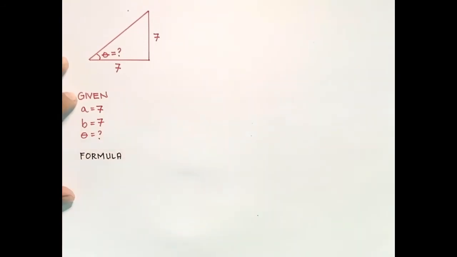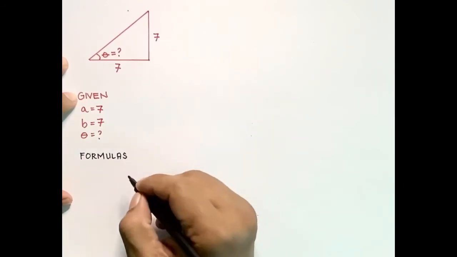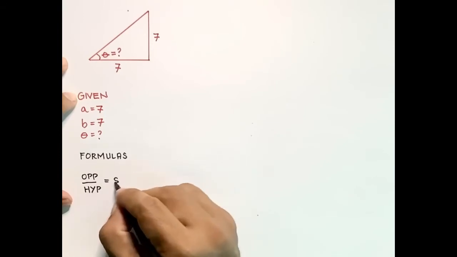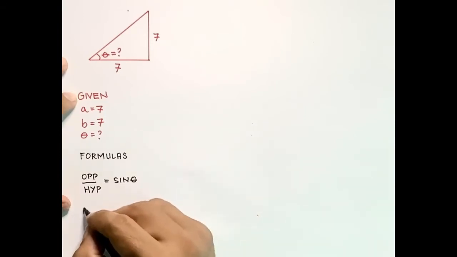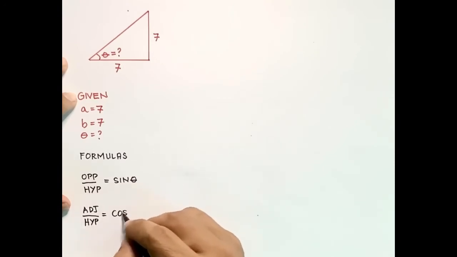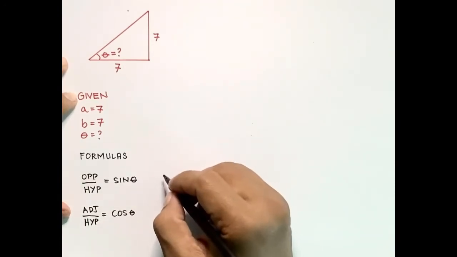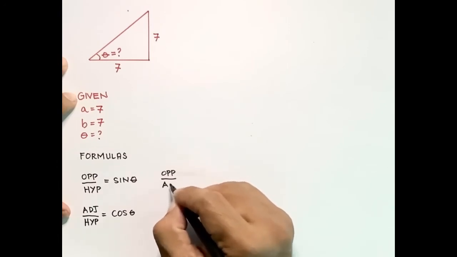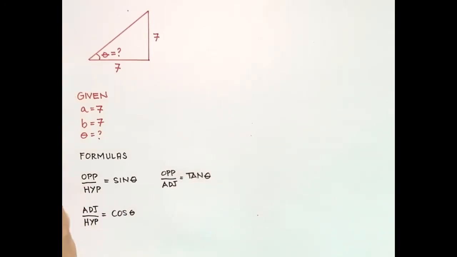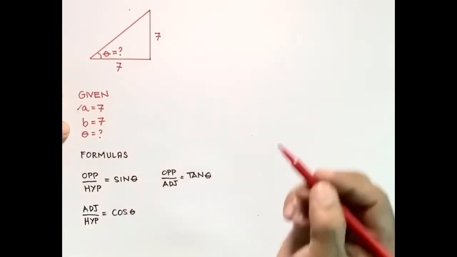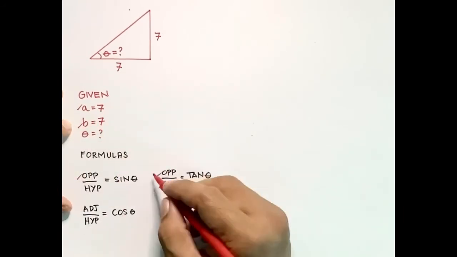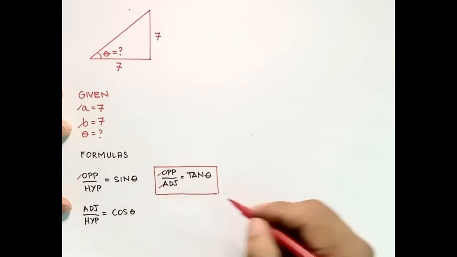Now going back to our formulas. So remember that opposite over hypotenuse is equal to sine theta, and adjacent over the hypotenuse is equal to cosine theta. Then finally, opposite over adjacent is equal to tangent theta. So we both have opposite and adjacent. Therefore, we will be making use of the tangent theta.